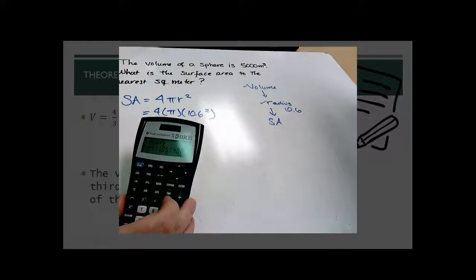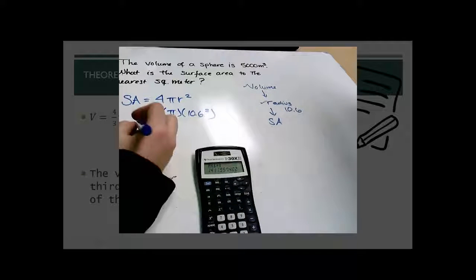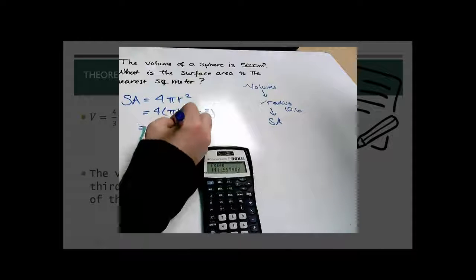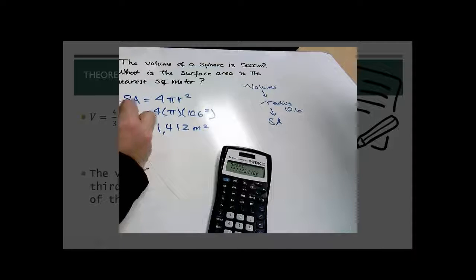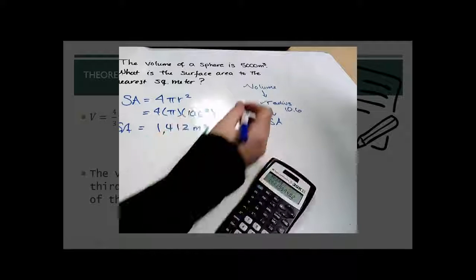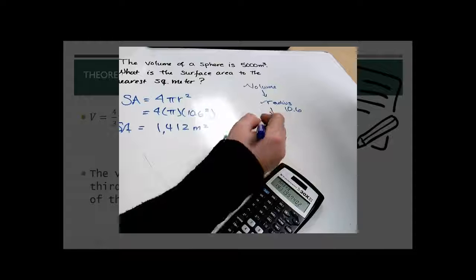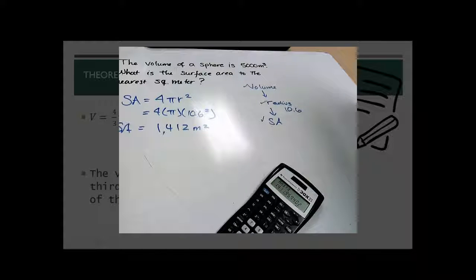1,411.9. So I'm going to go ahead and round that up to the nearest square meter, and I get 1,412. And again, those are square meters because we're talking about surface area. So we worked our way all the way up. We started with volume, we calculated the radius, and then we used that radius to calculate the surface area, and we're left with 1,412. That's all for this section. You can go ahead and start working on your homework.